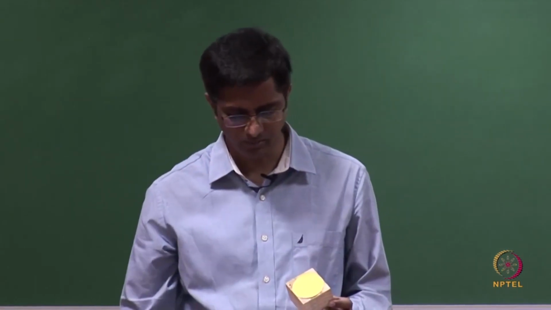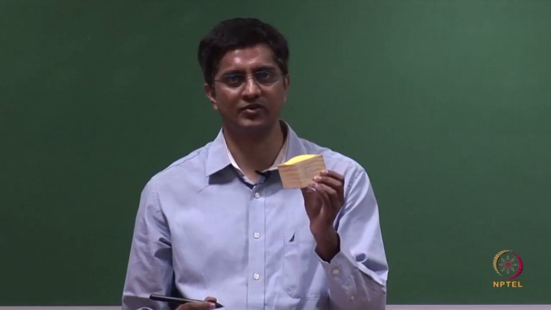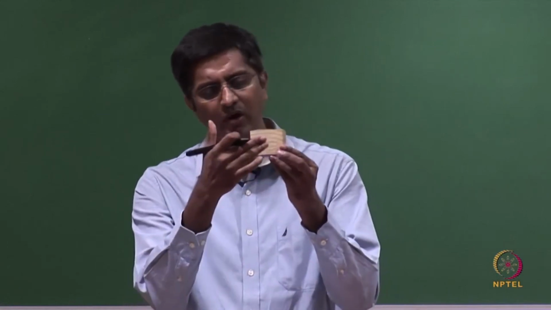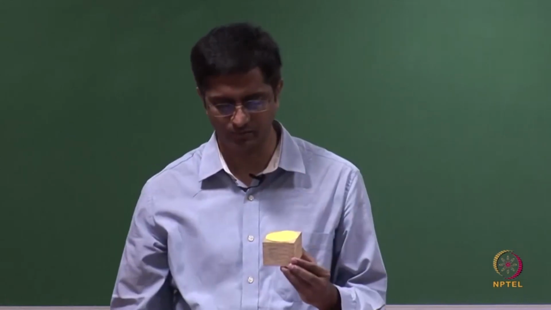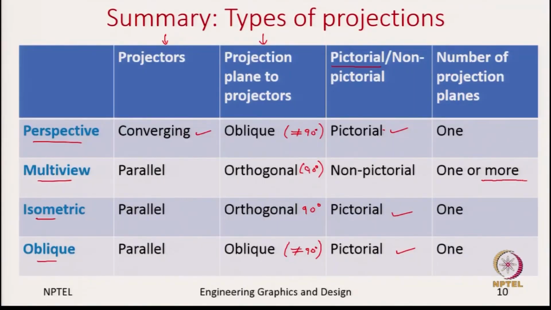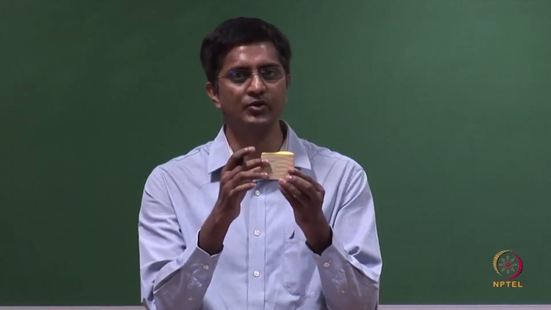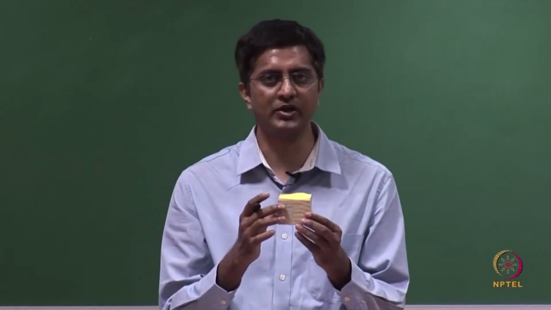So, in perspective, isometric and oblique, you can draw these pictorials. Usually whenever we draw the pictorials, one view is sufficient. However, when we go to multi-view, we notice that one view is not sufficient to completely describe the object. We need more than one view. Depending on the complexity of the object, you will decide how many views you want to represent this object. This is the topic of the next lecture.